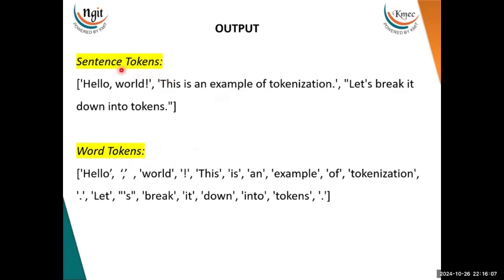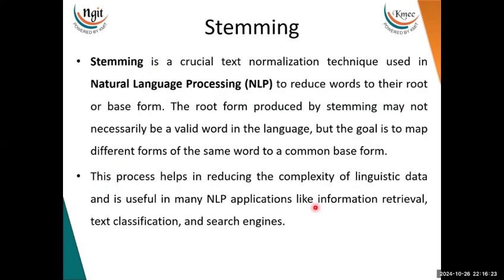So sentence tokenization is making the input into sentences here, you can see. And the word tokenization, for the given input, is breaking down everything into words. This is the difference. Hope you got it. So next we move on to the next concept called stemming.